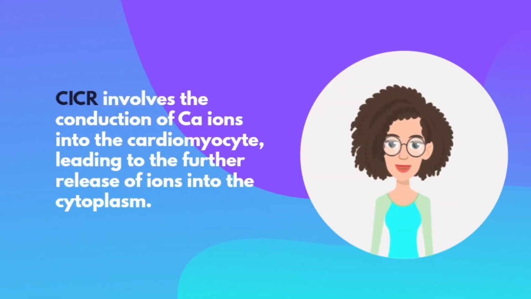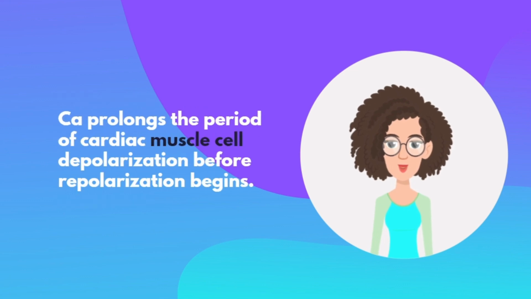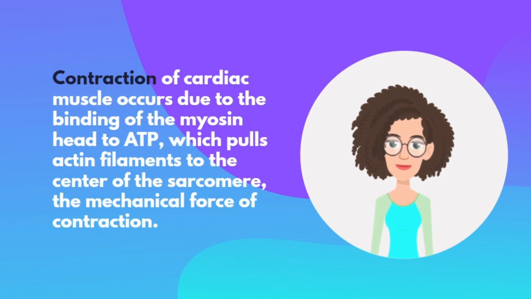CICR involves the conduction of Ca ions into the cardiomyocyte, leading to the further release of ions into the cytoplasm. Ca prolongs the period of cardiac muscle cell depolarization before repolarization begins. Contraction of cardiac muscle occurs due to the binding of the myosin head to ATP, which pulls actin filaments to the center of the sarcomere, the mechanical force of contraction.